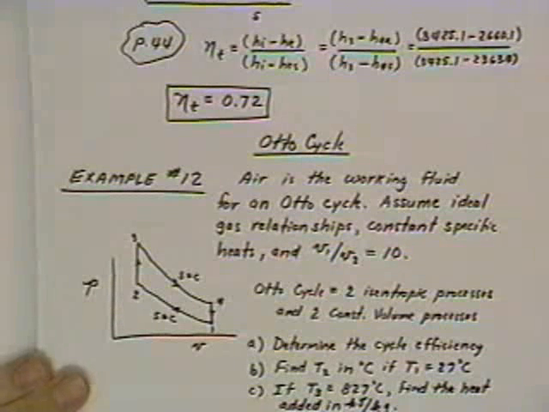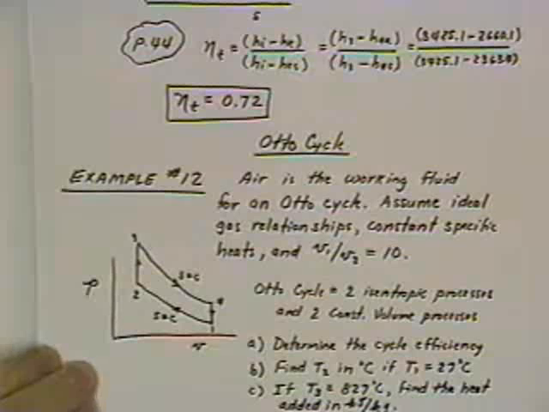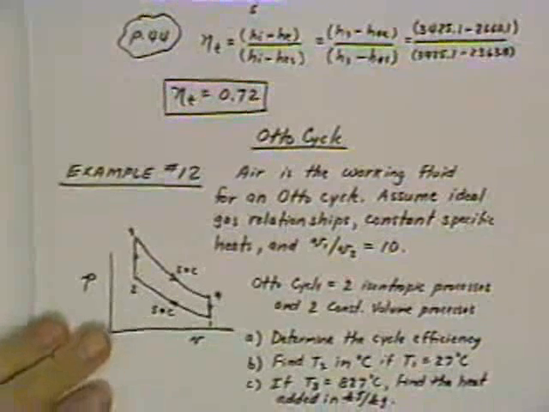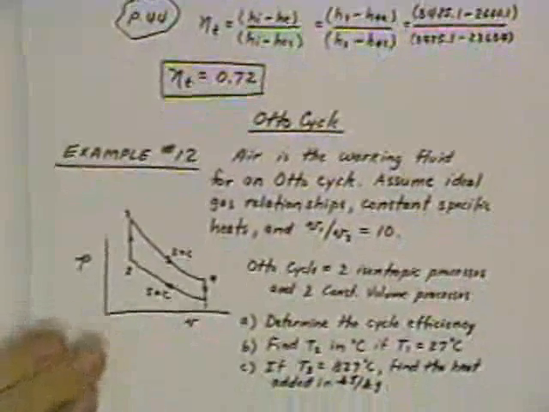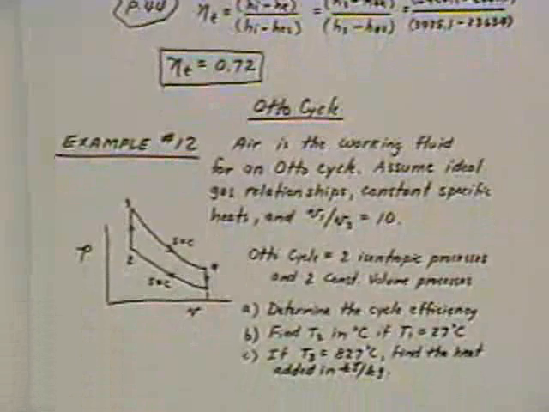So you've got compression, heat addition, 3 to 4 is the work stroke, and 4 back to 1 is the constant volume process returning to the initial conditions on the cycle. Okay, so the Otto cycle then has 2 isentropic processes and 2 constant volume processes.